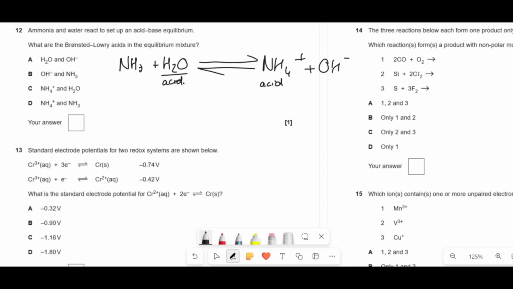Anything that can accept a proton or react with an H+ is a base. So that's your base because it can be reacted with an H+ to give you this. And that's your base because it can accept or react with an H+ to give you that. So your acids are the H2O and the NH4+, which would be, where is it, C?